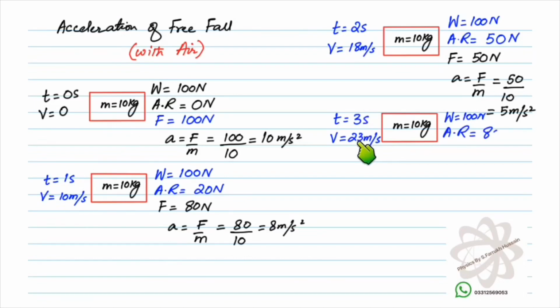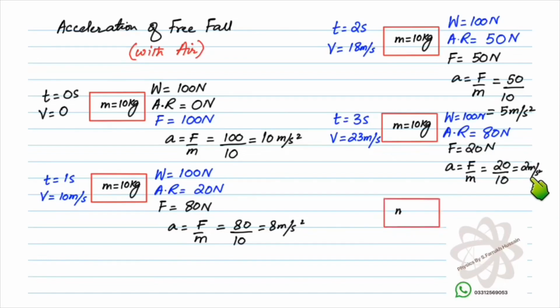At this time, the increase in velocity is 5 meters per second, and due to increase in velocity, air resistance is also more, which is 80 Newton right now. So acceleration is 20 divided by 10, because resultant force is 20. There is acceleration but less than the previous one. There will be increase in speed but less than the previous one.